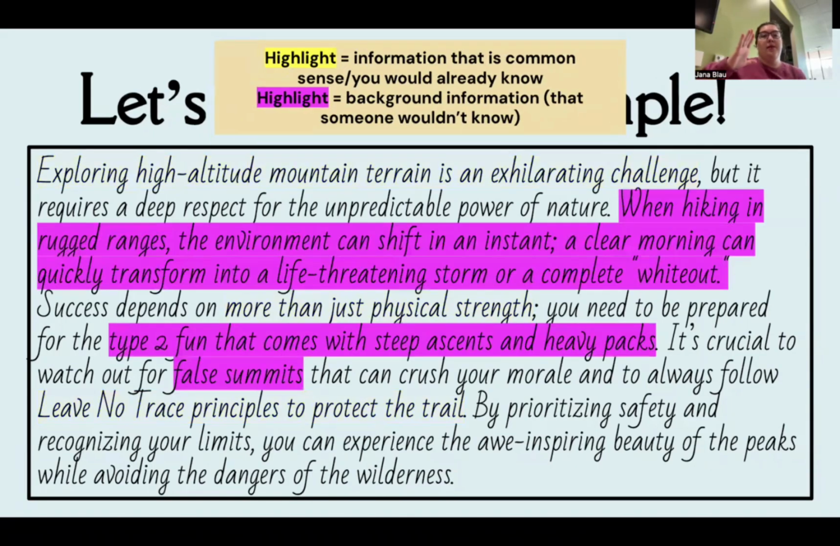So now I'm looking at background information: things that I would want to research more because I can't visualize them or I don't understand what they mean, because it's hiking lingo. When hiking in rugged ranges, the environment can shift in an instant. A clear morning can quickly transform into a life-threatening storm or complete whiteout. I don't know what that would look like, and I don't really know what a whiteout is. I'm assuming it's maybe a lot of snow that just comes down, but again, I don't really know.